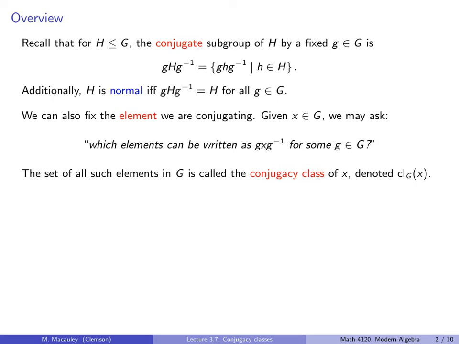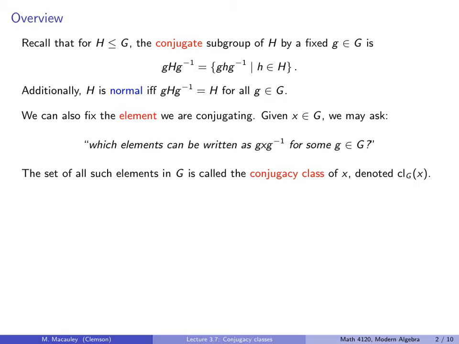Here is a slight variation of this theme. We can fix the element that we are conjugating instead of the subgroup. So given a fixed element x in G, we may ask which elements in our group can be written as gxg⁻¹ for some g. So which elements are a conjugate of x?